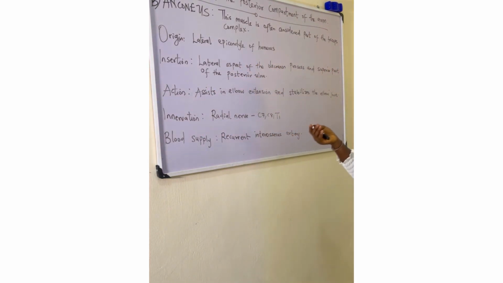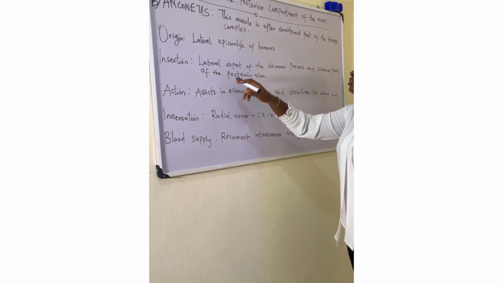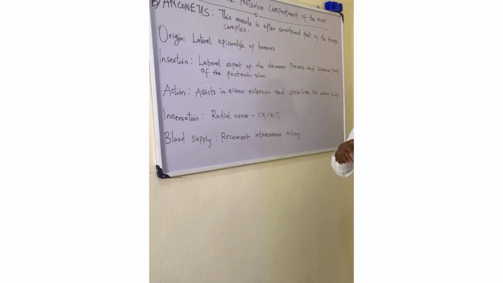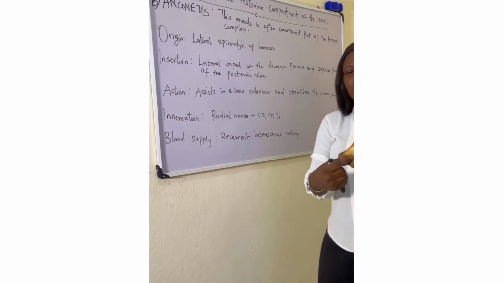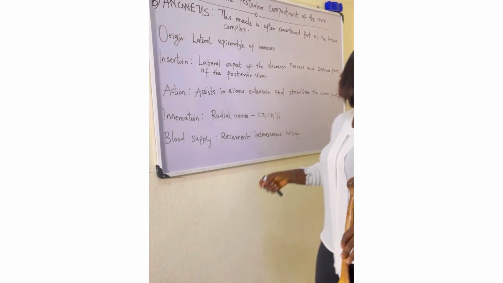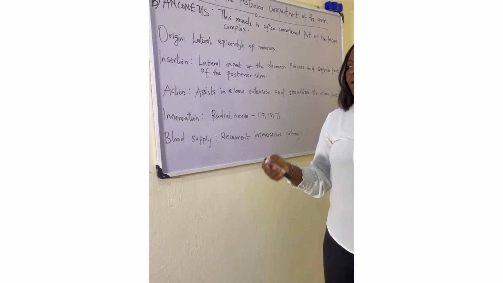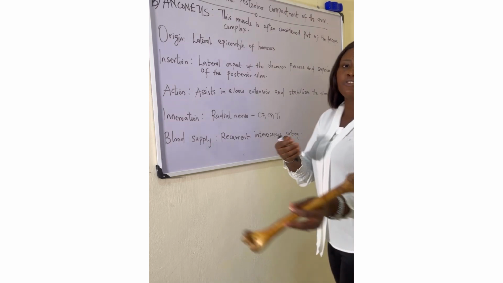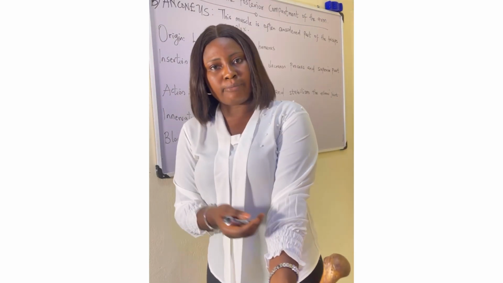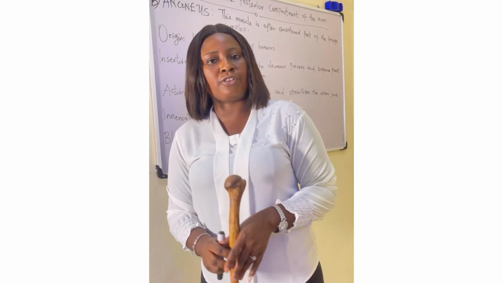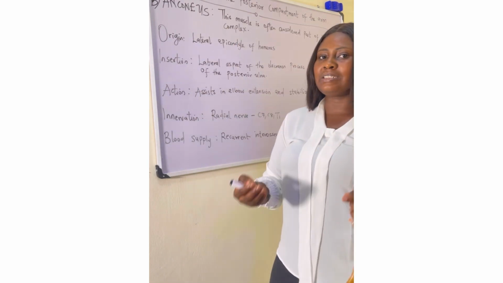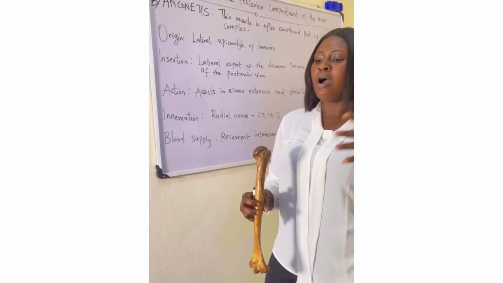And where does this muscle insert? It inserts into the lateral aspect of the olecranon process and the superior part of the posterior ulna. Okay? The ulna is one of the bones of the forearm. So there are two bones in the forearm, the ulna and the radius. Okay, the ulna is the bone that is lying medially, while the radius is lying laterally.